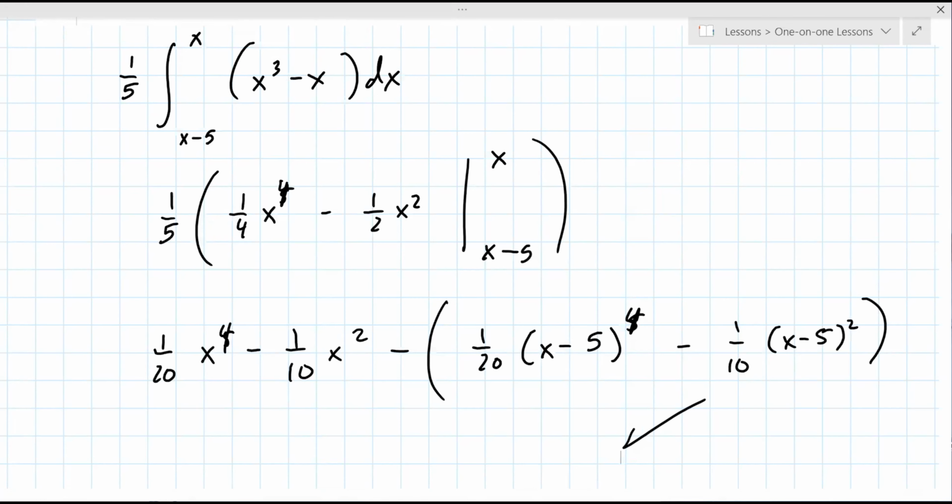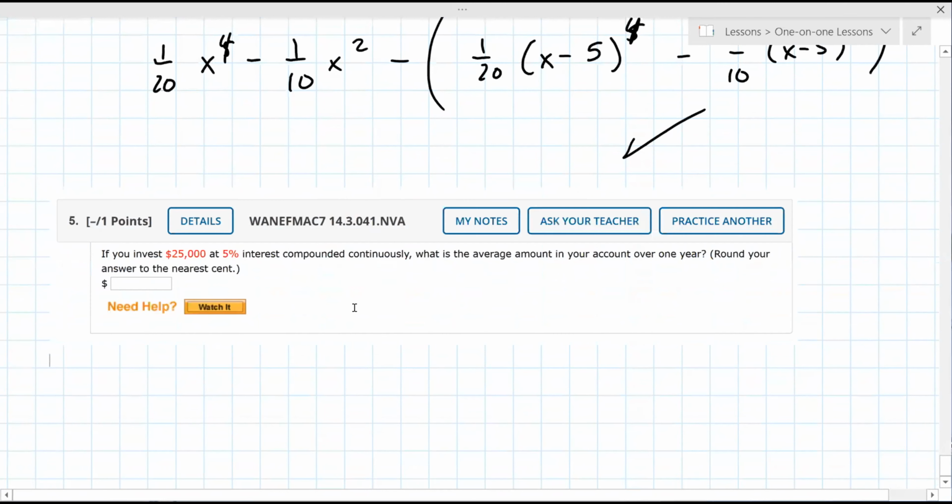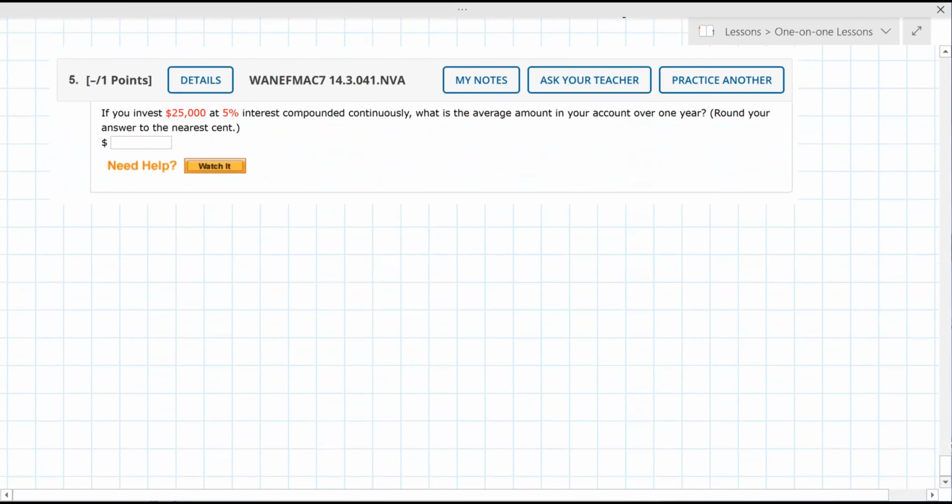All right, we're up to number 5. If you invest $25,000 at 5% interest compounded continuously, what is the average amount in your account over 1 year? So they're telling us that's from 0 to 1. And then you have to convert this to a formula.